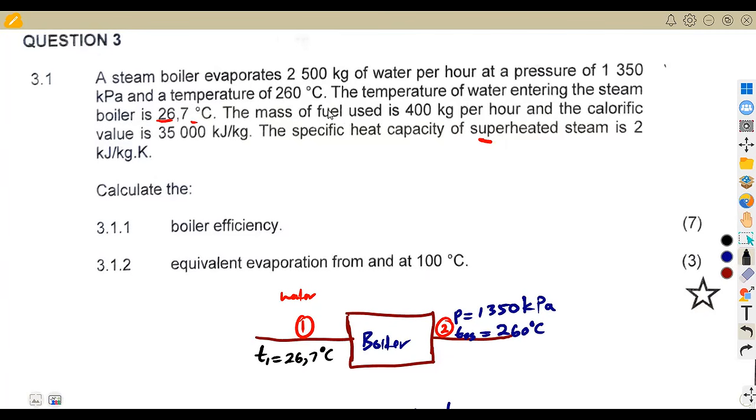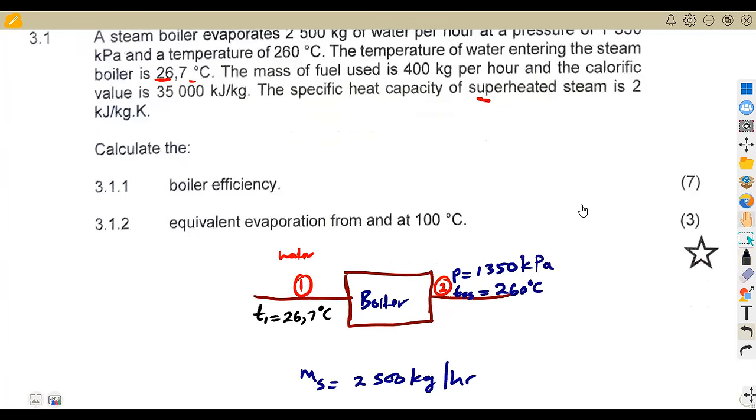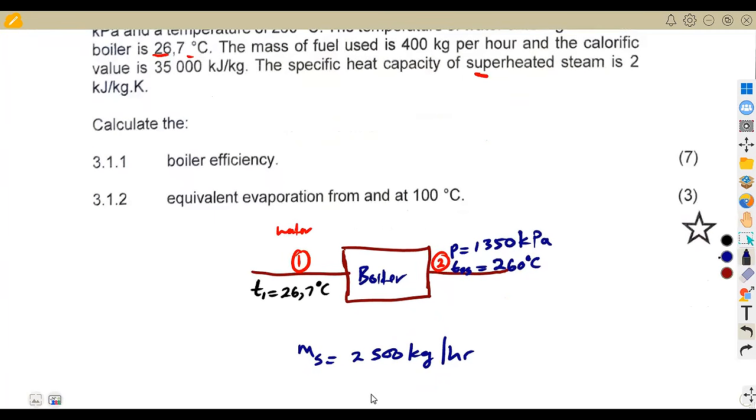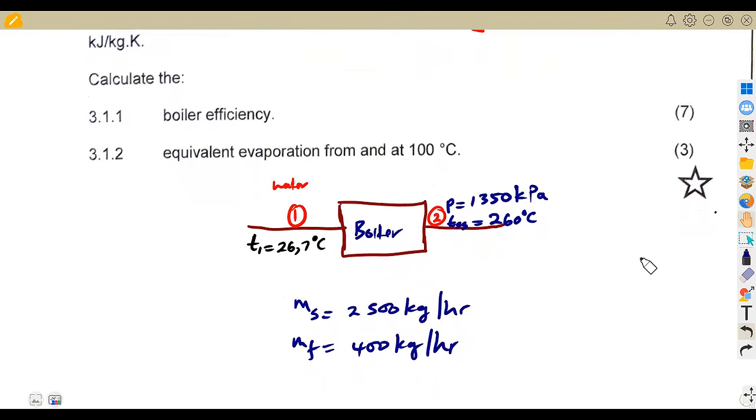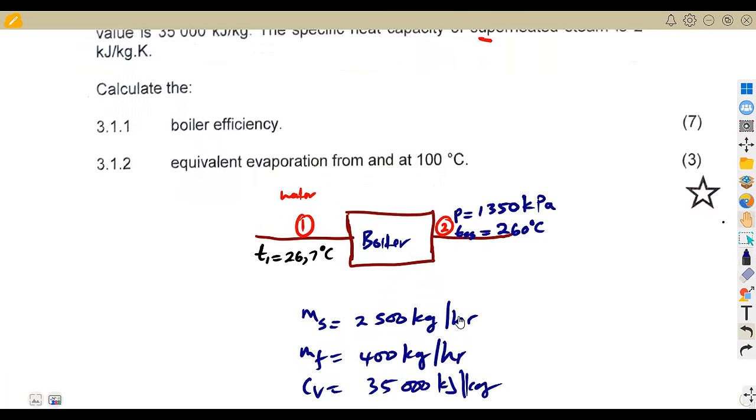All right, then we also have the mass of fuel, which is 400 kilograms per hour. So we've got the mass of fuel here, which is 400 kilograms per hour. Then also we have the calorific value, which is 35,000 kilojoules per kg. So we've got calorific value 35,000 kilojoule per kg. So this is what we have.